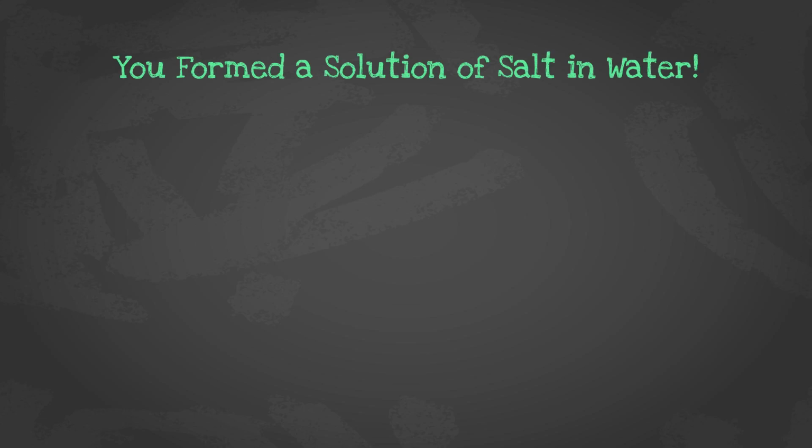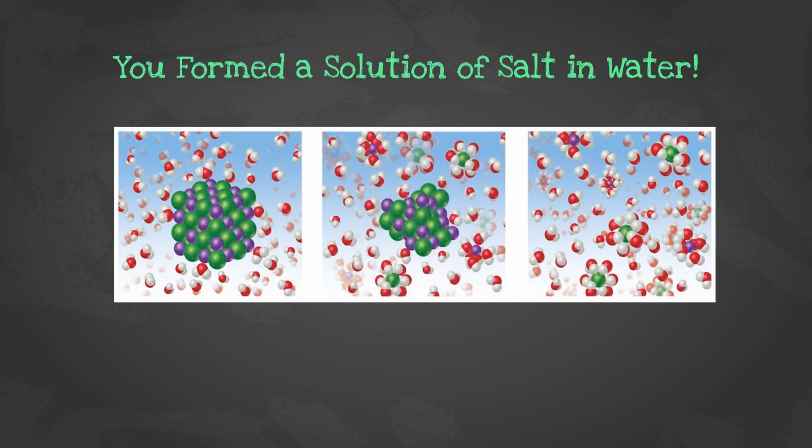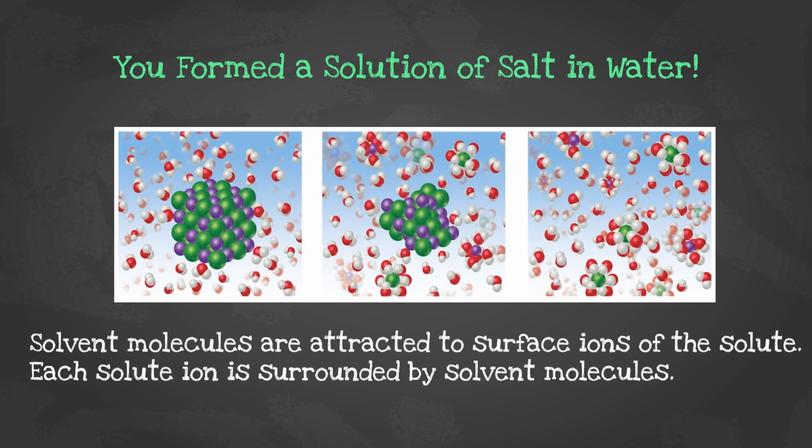Now, what happens when you dissolve salt in water? Eureka! You formed a solution of salt in water. Microscopically, solvent molecules are attracted to surface ions of the solute. Each solute ion is then surrounded by solvent molecules.